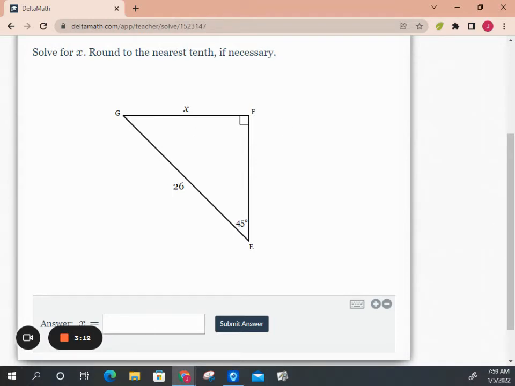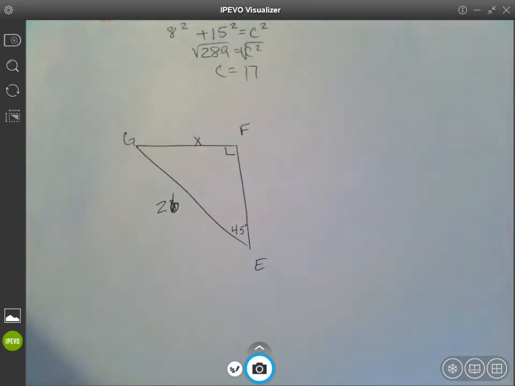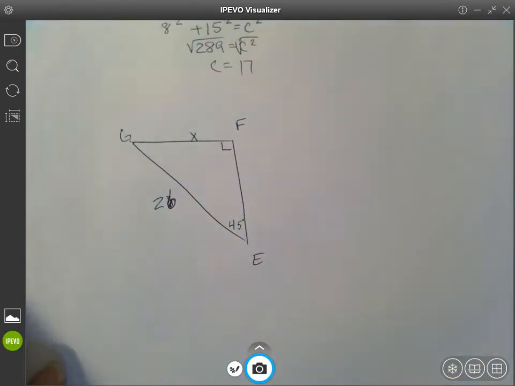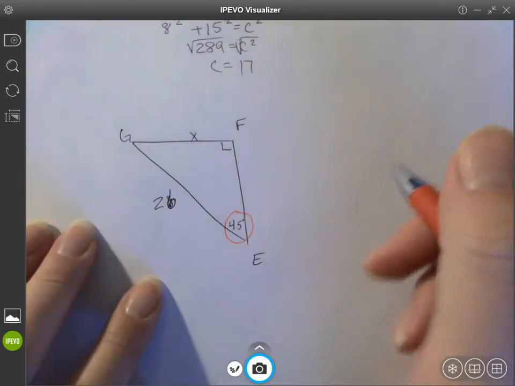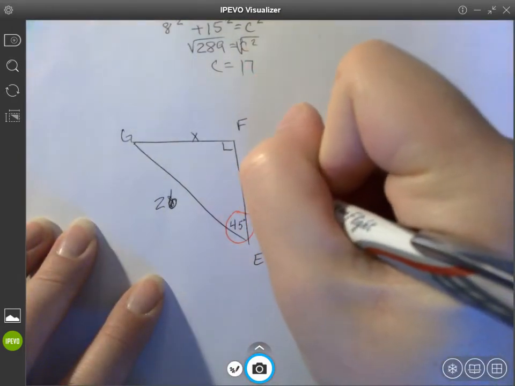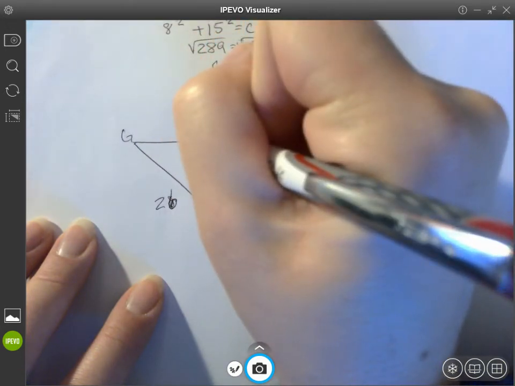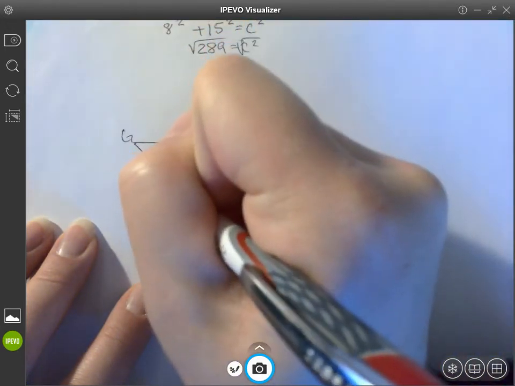Pythagorean theorem is not going to help me on this problem. What's going to help me is sine, cosine, or tangent. So what I want you to do, again, is circle that angle that I have. I want to think about what this is. This side is adjacent. This side is the opposite, and this is my hypotenuse.